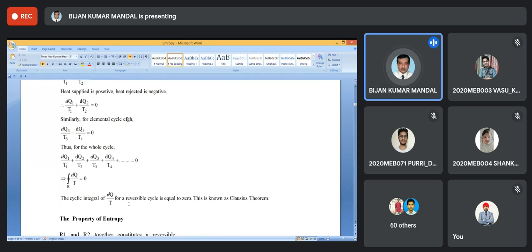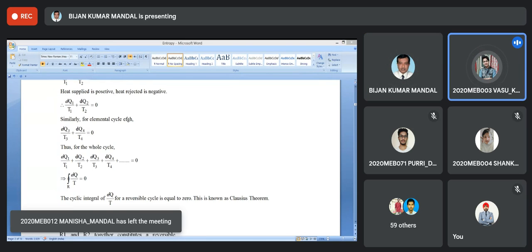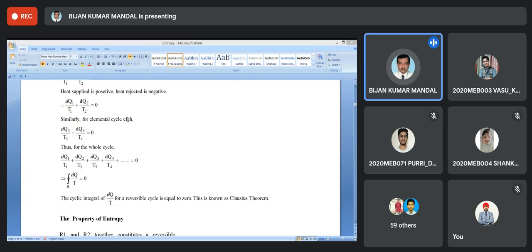Let us see if there are any questions. The last equation is true for all Carnot cycles. Yes, this is true for a Carnot or reversible cycle. So Clausius theorem is for a reversible cycle or Carnot cycle. Okay, sir.